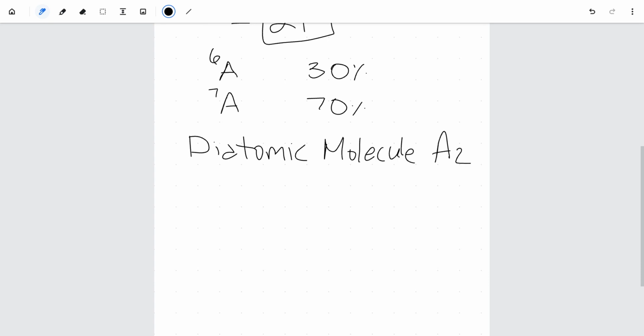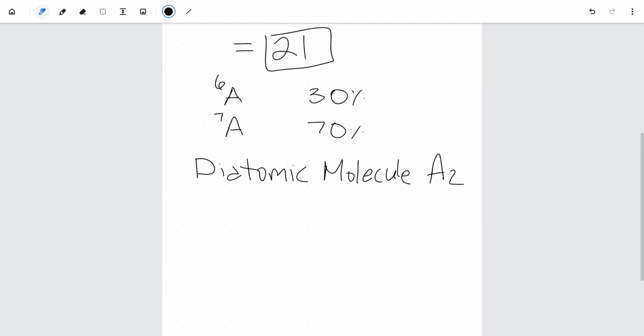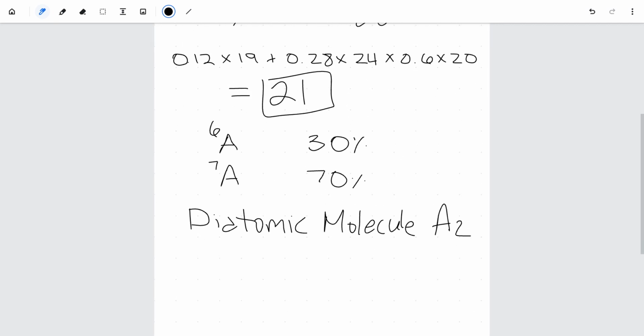And you can think about oxygen, right? Oxygen forms a diatomic molecule, O2, and you could do this with any given element, but we are going to figure out the abundance of the isotopes of the diatomic molecule of O2. And so, first thing that we have to do is figure out the different weights that A2 will form.